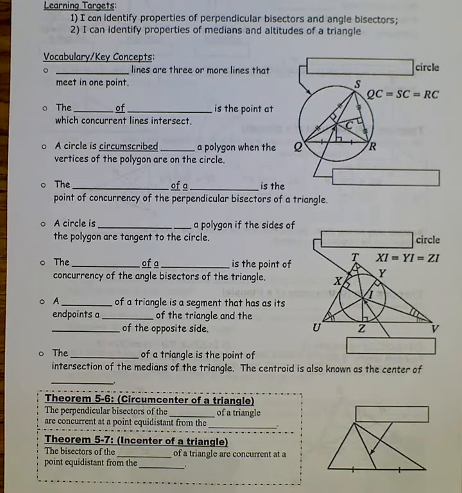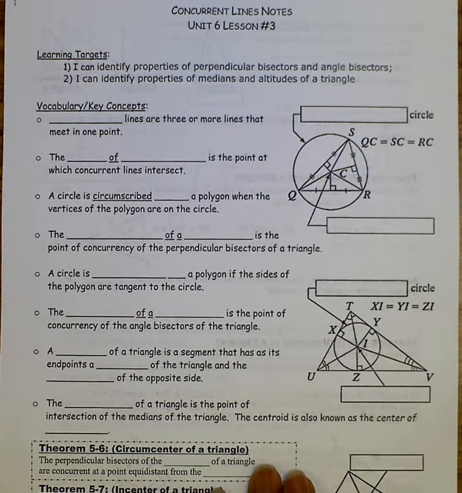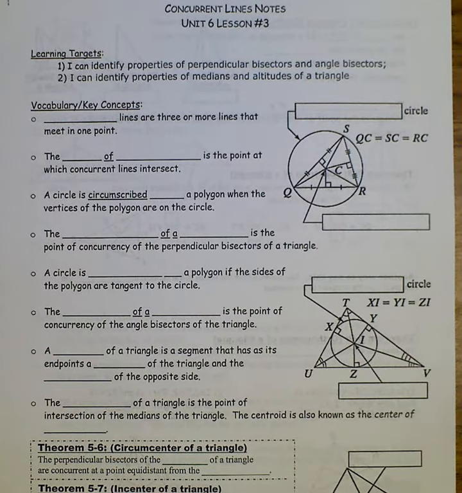Today we're going to talk about concurrent lines. At the end of this video, you should be able to identify properties of perpendicular bisectors and angle bisectors, and you should be able to identify properties of medians and altitudes of a triangle.